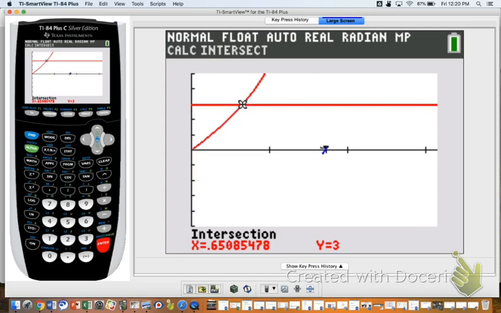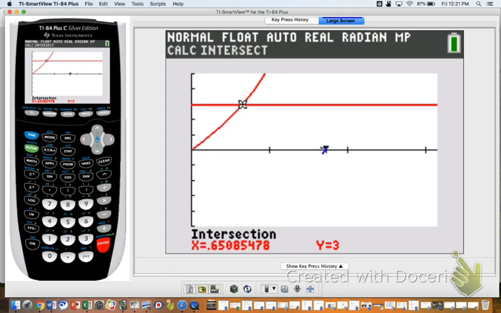Okay, so I got t is equal to 0.65085478. So can anybody tell me the significance of that number? That's the time at which the speed equals 3, and that's also the time that we want to find out is speed increasing or decreasing. Make sense?